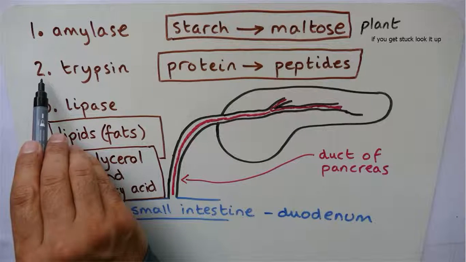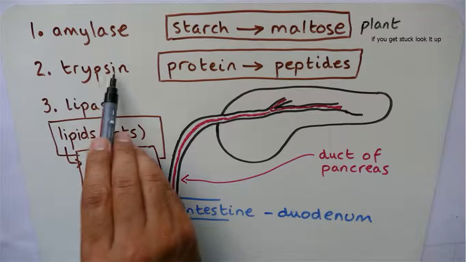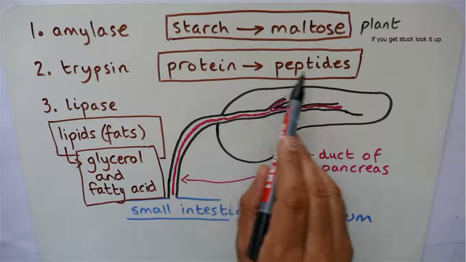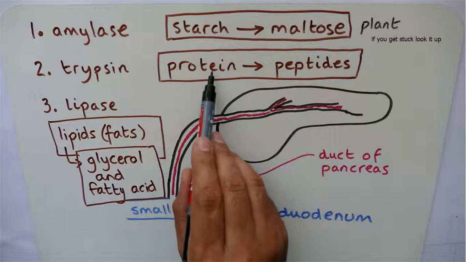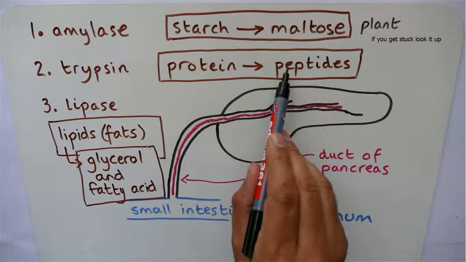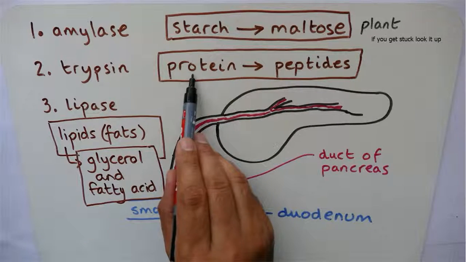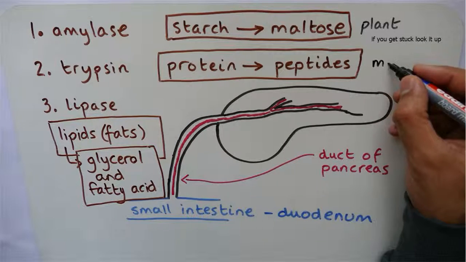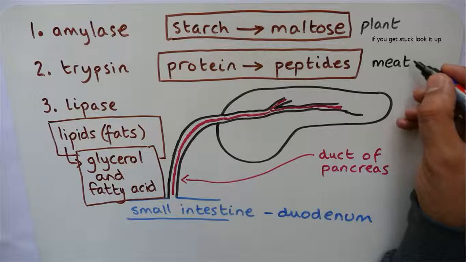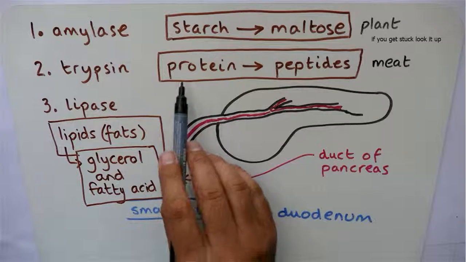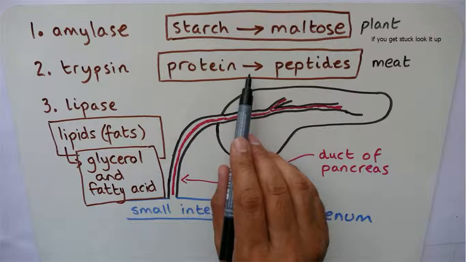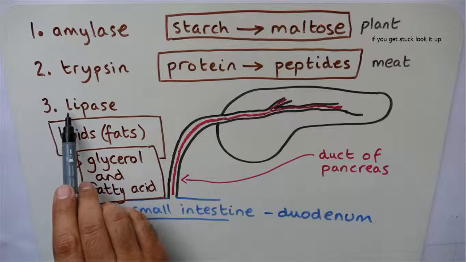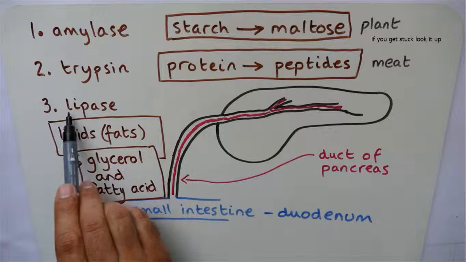The second enzyme is trypsin. And this turns protein into peptides. Protein into peptides. And what did we say protein was? So we said look at protein as meat. For now, that's fine for us. Protein into peptides. And the third enzyme we're interested in is lipase.